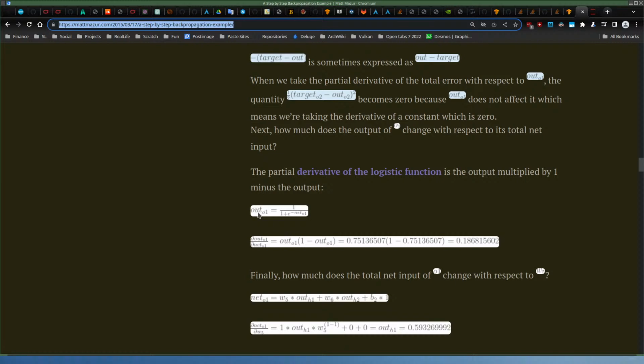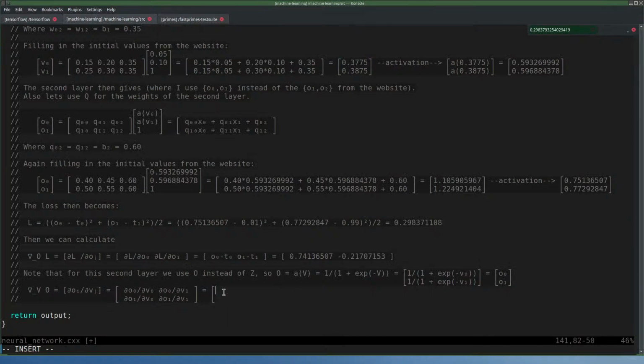So if you have an activation function, the sigmoid activation function, also called a logistic function, the derivative of that is itself times 1 minus itself. So it's super easy to calculate. As I say here, the partial derivative of the logistic function is the output multiplied by 1 minus the output. So no reason to actually come up with the formula for that. I'm just going to express it in A itself.